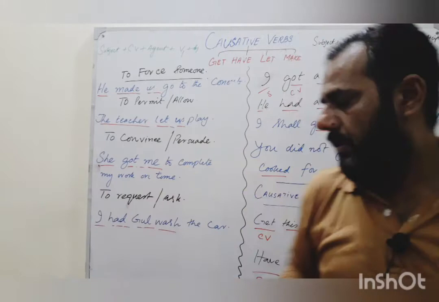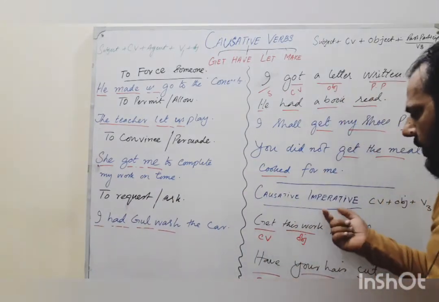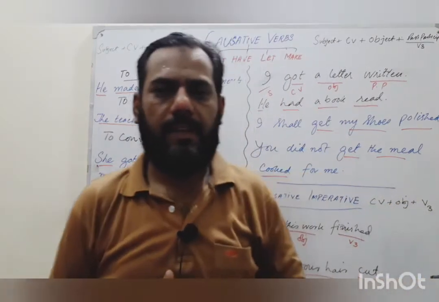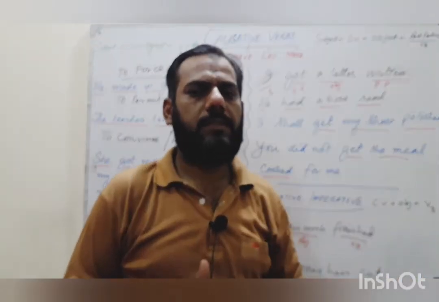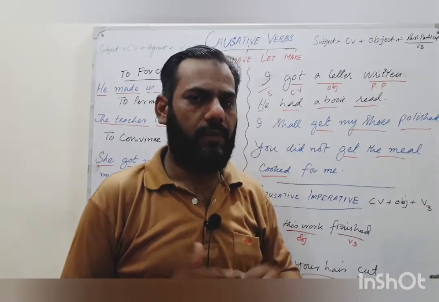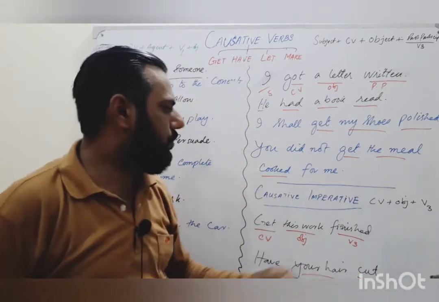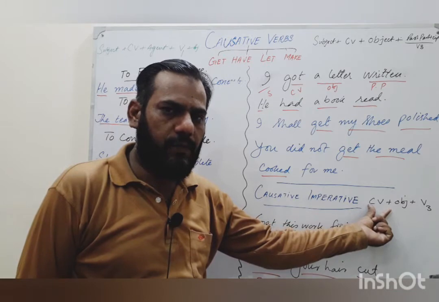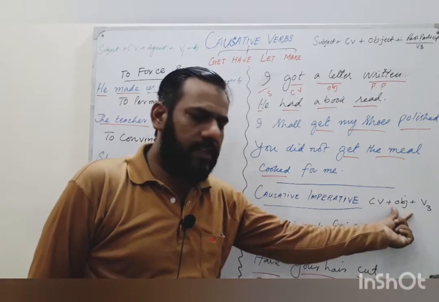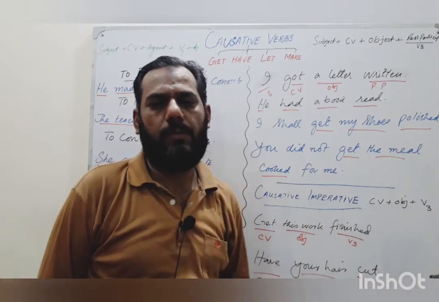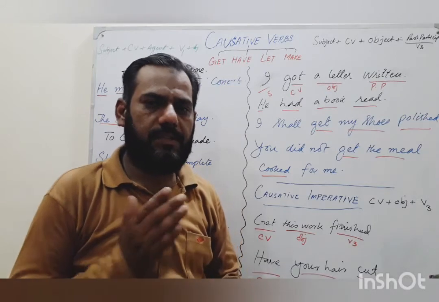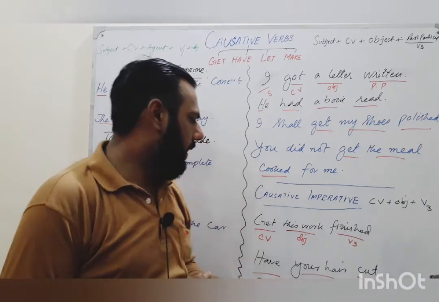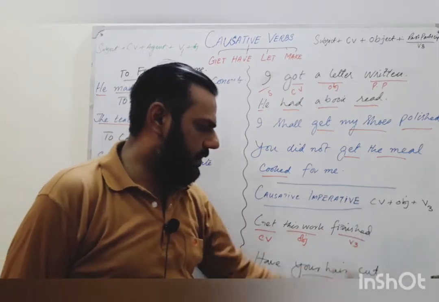So now come to the third one. The third one is causative sentences, causative verb as an imperative. When you want to make a command, when you give a kind of order, you can use it. How to use it? The causative verb will be used first of all, and then the object will be used, and after that the third form of the verb. This is the structure of using the causative verb in imperative sentences. How? Look at: get this work finished.